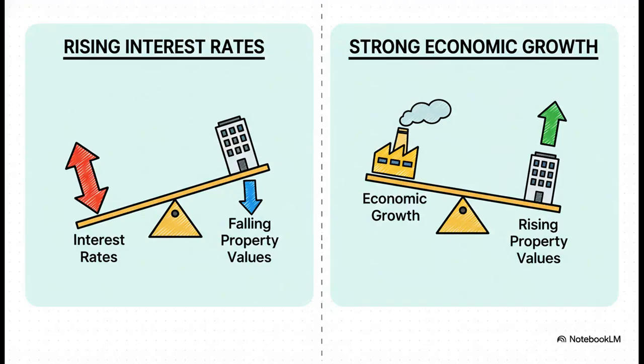And this is where things get really interesting, right? There's this constant push and pull with the broader economy. So for example, when interest rates go up, investors demand higher returns to make a deal worthwhile. That pushes cap rates up, which in turn can actually push property values down. It's like a seesaw. But on the flip side, when the economy is booming, demand for property goes up, prices go up, and that pushes cap rates down.